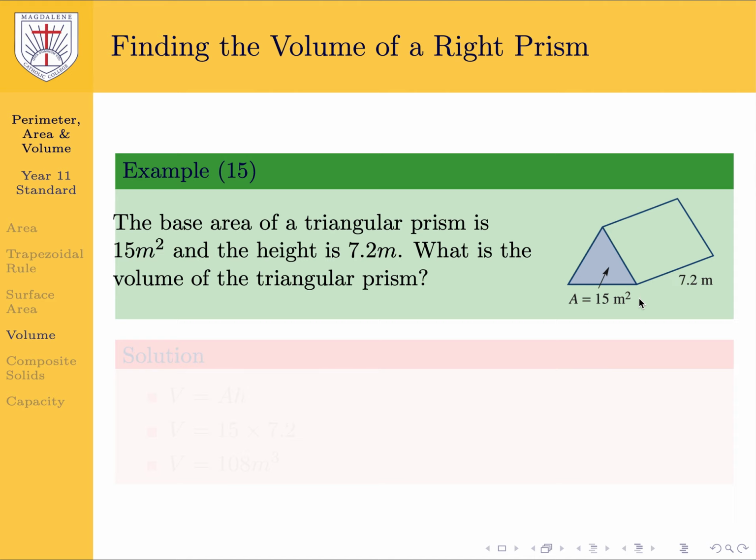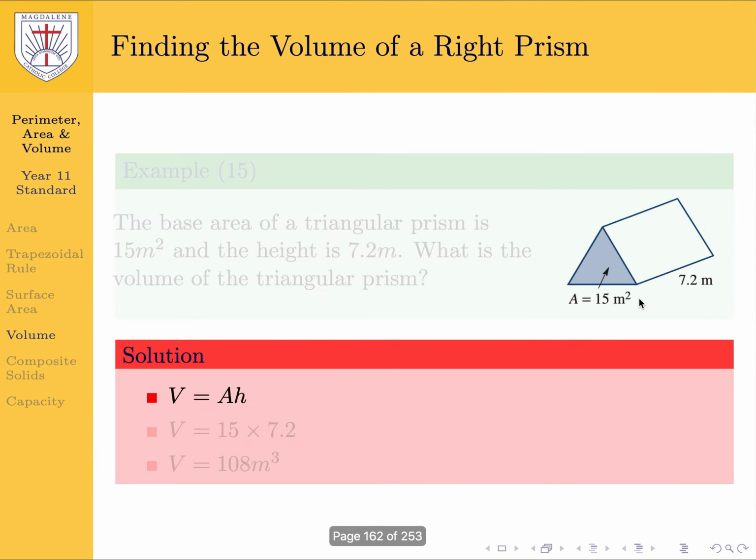So to solve this, we need, of course, the really important formula, V equals AH. We know the area. We got told it's 15 meters squared, and the height is 7.2 meters. So we just multiply those two numbers together, and we get 108 cubic meters. Okay, so that's it. That's all we need to do when you're given the area. But what if you're not given the area?